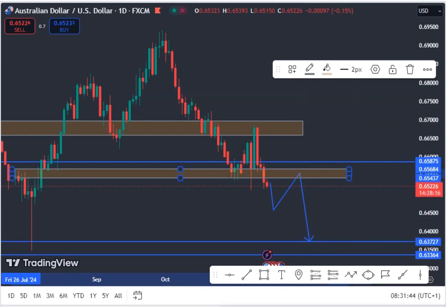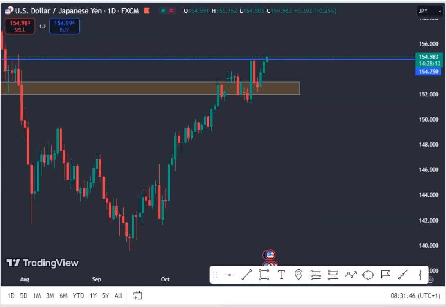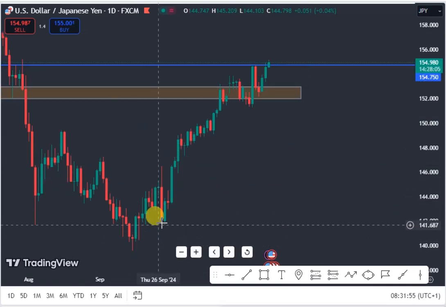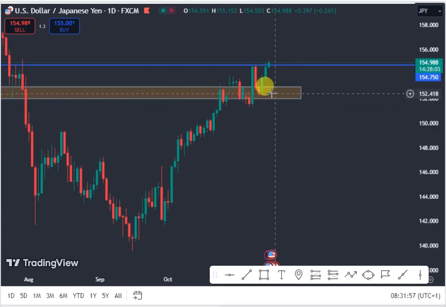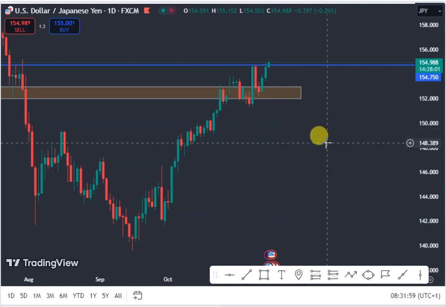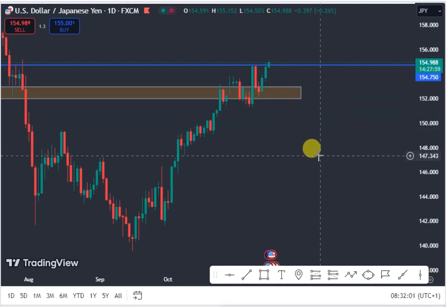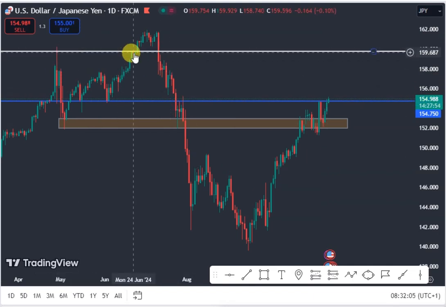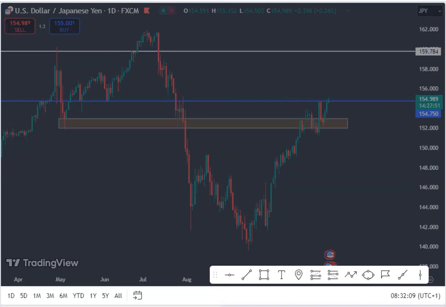So let's go to our next pair. Our next pair now is USDJPY. USDJPY still remains in an uptrend structure. You can see we have a lower low, higher low, higher low, higher low, higher low. So as long as we have this series of higher lows, this shows that the USDJPY will continue to buy. I'm expecting price to come to this resistance level on the daily chart. So let's look at the weekly chart of the USDJPY.